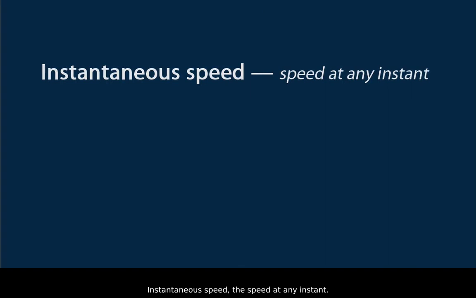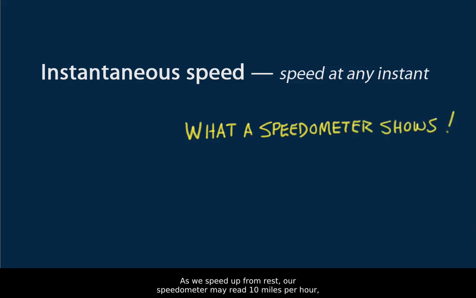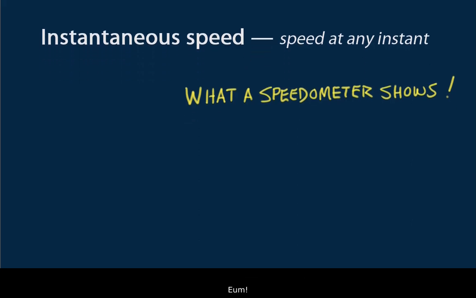Instantaneous speed, the speed at any instant. Whenever we take a trip, our speed at any instant may differ from our average speed. We likely speed up in places and slow down in others. Our instantaneous speed, our speed at any instant, is what a speedometer indicates. As we speed up from rest, our speedometer may read 10 miles per hour, then 20 miles per hour, etc. At the instant the speedometer reads 20 miles per hour, that is the instantaneous speed.